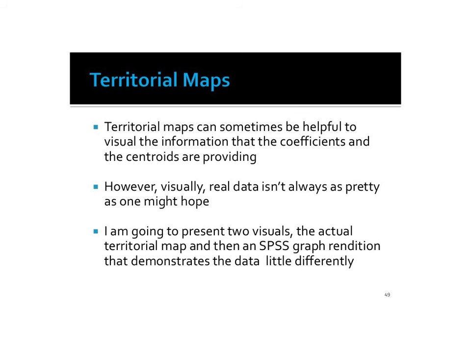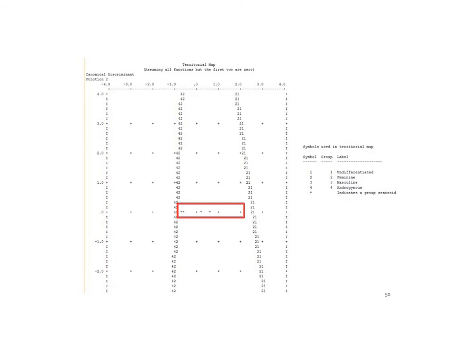That territorial map that I showed you earlier can sometimes be helpful to visualize all this information that I'm providing. However, visually, real data isn't as pretty as one might like, or as nice as that visual I showed you. So I'm going to show you two visuals, the actual territorial map, and then an SPSS rendition that demonstrates the data a little differently.